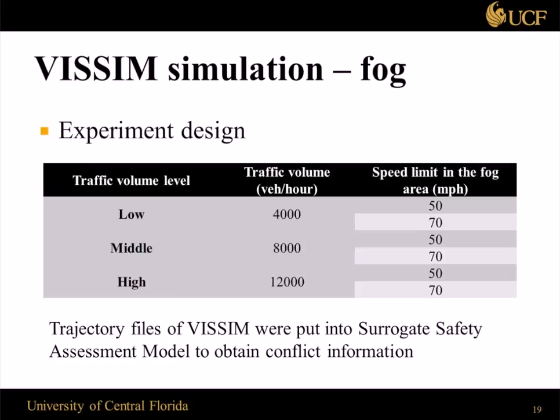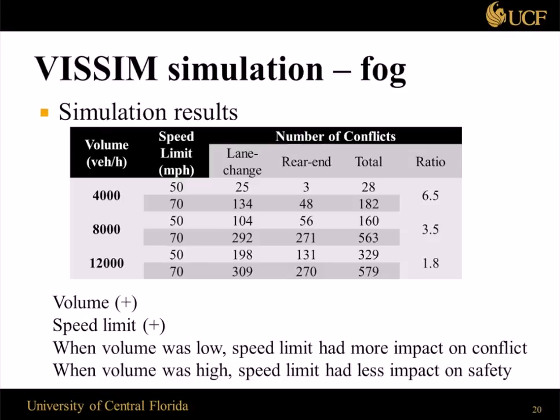So after we validate the VISSIM network, we tried different traffic volumes and also different speed limits to find the impact of the traffic volume and speed limits on the safety of the network under both conditions. VISSIM provides a trajectory file, and the files are input into the Surrogate Safety Assessment Model. Then the model can provide the conflict information, including conflict time, location, type, etc. So this one shows the results.